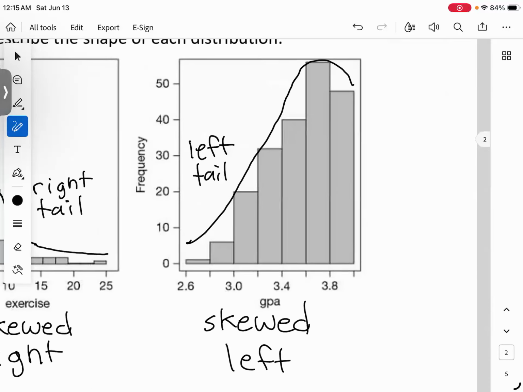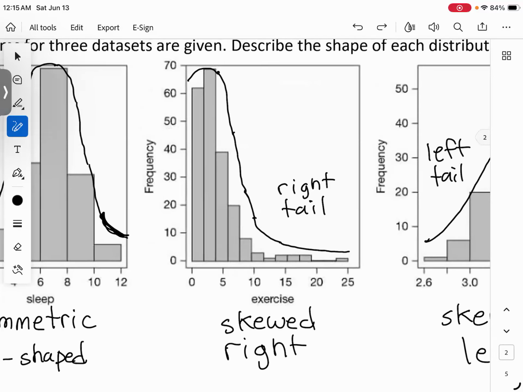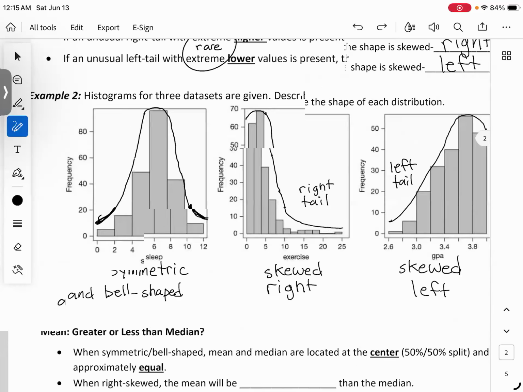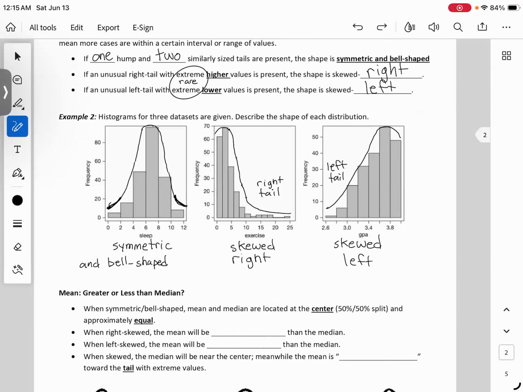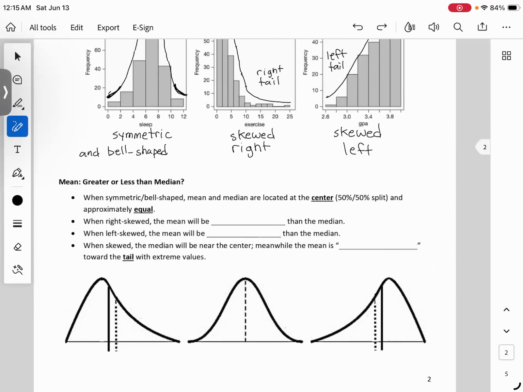But this would not be symmetrical bell shape because it doesn't have the other tail on the other side to balance it off. Same thing with this one. This would be skewed right because it doesn't have the other tail on the left side to balance it out. But these are our three basic shapes that we're going to be referring to throughout this section and then also moving forward in the class.